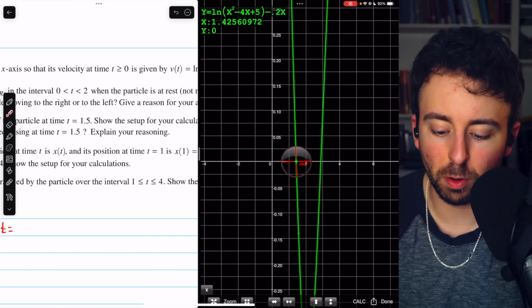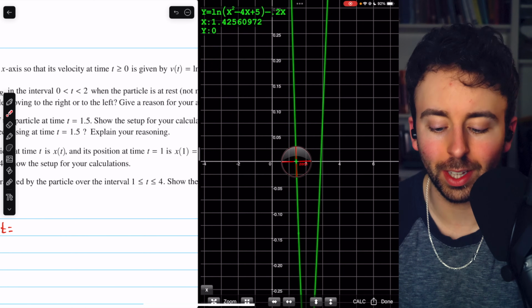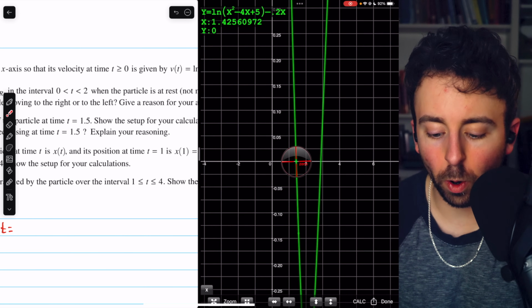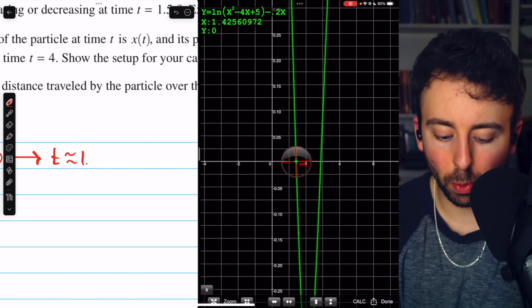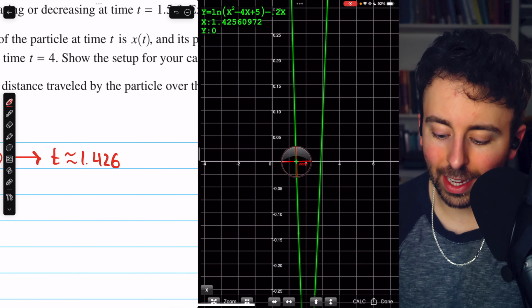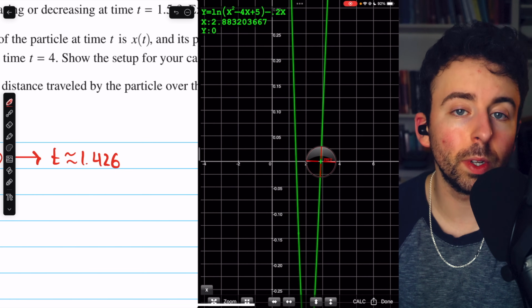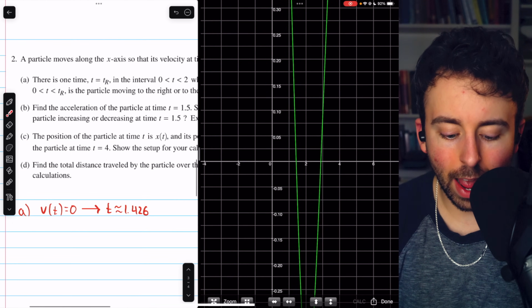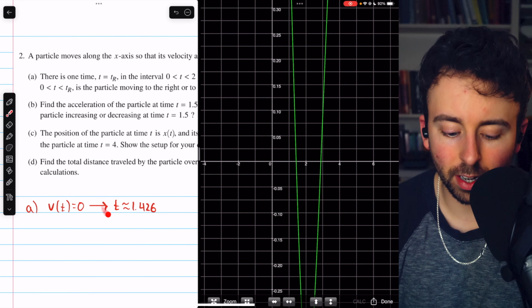This is when the particle is at rest. There's our 0, when t, the independent variable, which is x on the calculator, is about 1.426, we'll say. So t is about 1.426. Looking at the graph again, we're not looking at this 0 over here because that's outside the interval between 0 and 2.